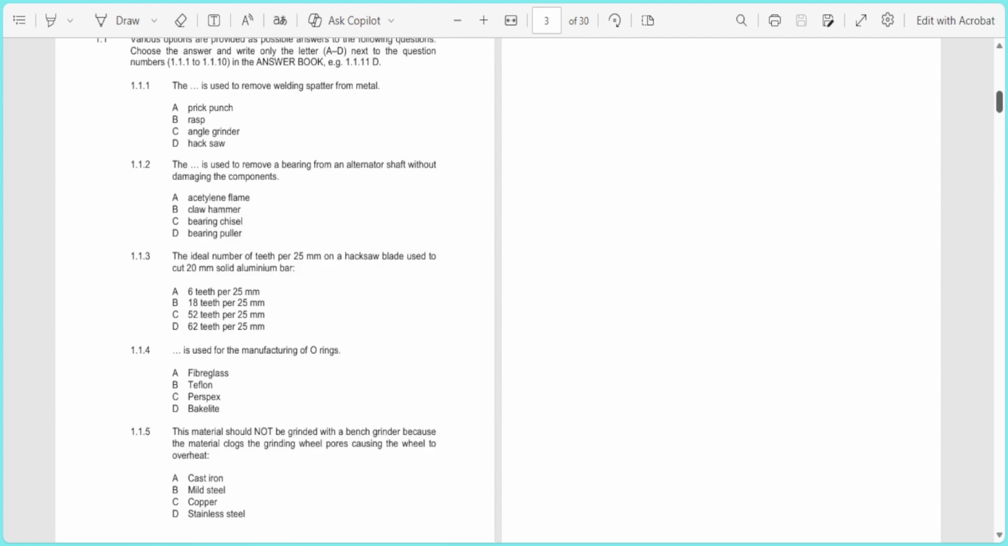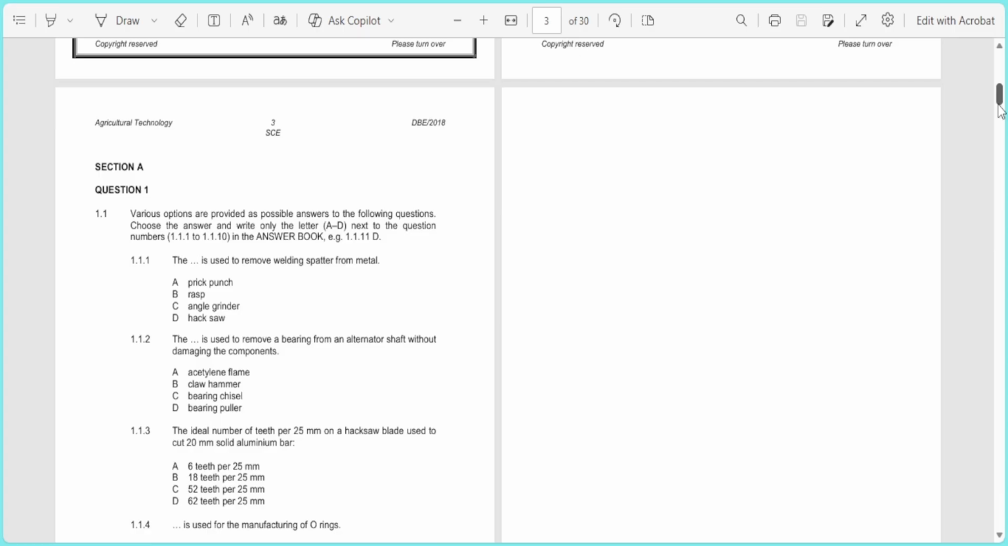Okay, so let's go back to the first question, the multiple choice questions. Various options are provided as possible answers to the following questions. We need to choose the letters A to D and write the correct letter next to the question numbers. So 1.1.1, the blank is used to remove welding spatter from metal. After welding, there's going to be some material that stays behind, that clogs up or piles up after the welding work, right? What is actually used to remove the spatter from the metal?